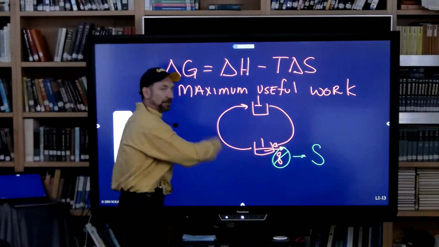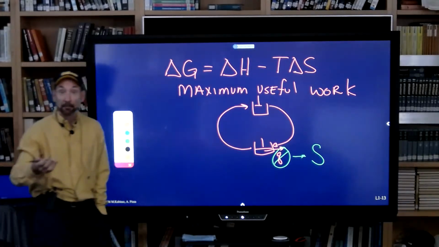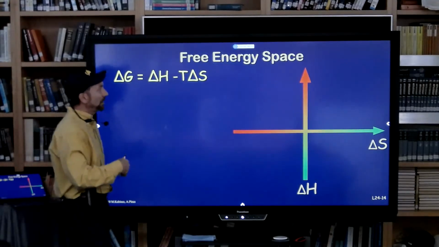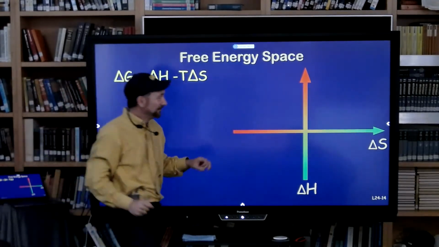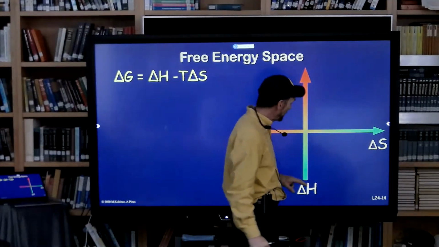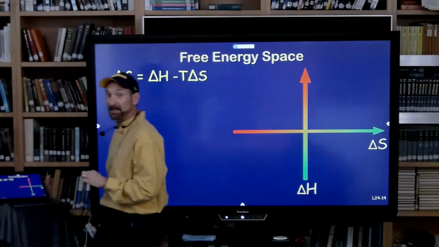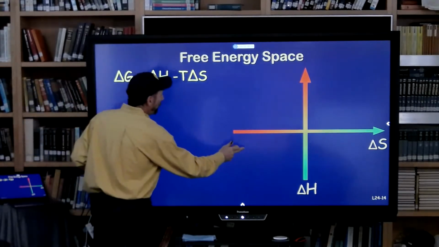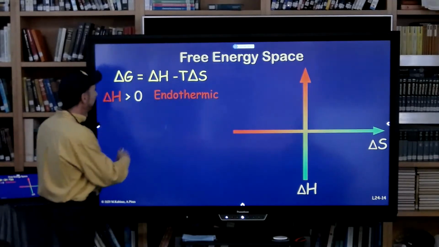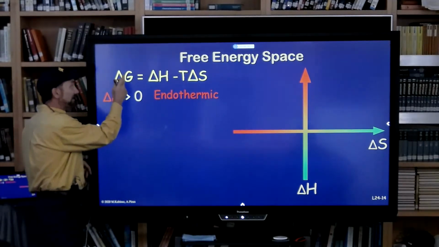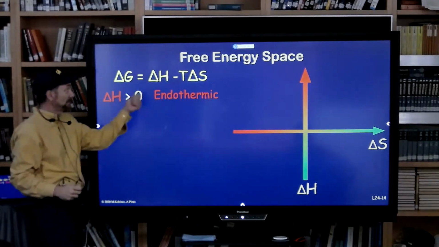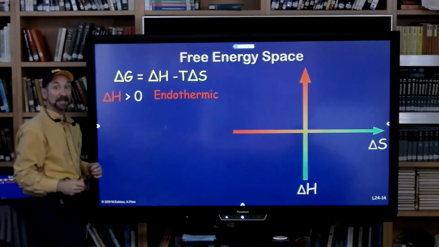What's the useful work you could have got out of that process? That's the same as saying, what is the free energy difference between the products and reactants? Great. So let's look at free energy space. So here's a space where the axes are the entropy difference and the enthalpy difference of the system. So two system parameters, if a process is endothermic, that's positive, that doesn't help you. It makes the reaction tend to not be spontaneous.